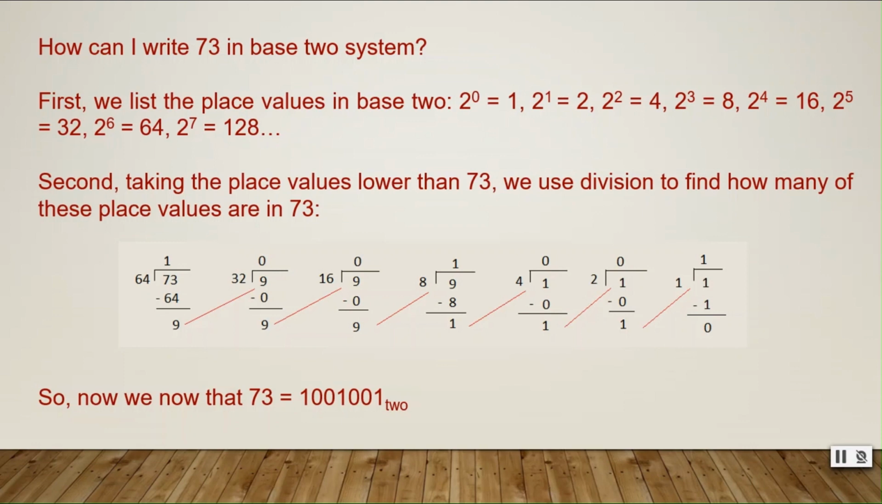So we can say that 73 in base 2 would be 1001001 base 2. We have to be careful. We cannot read the number 1001001 like 1,000,001. That would be wrong. So we have to go digit by digit: 1001001 base 2. This is the representation of 73 in base 2.